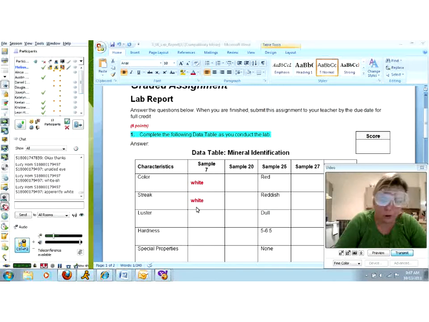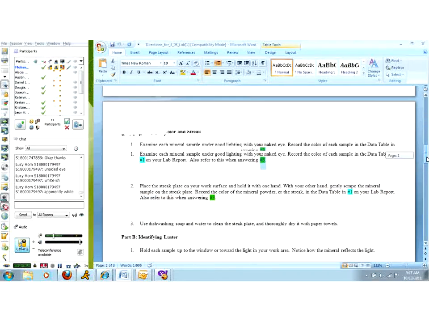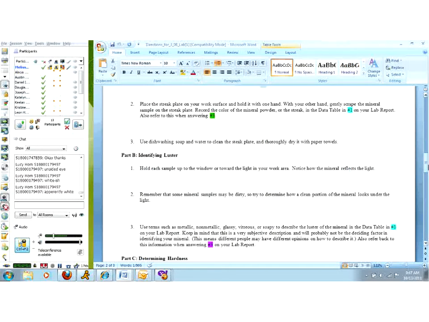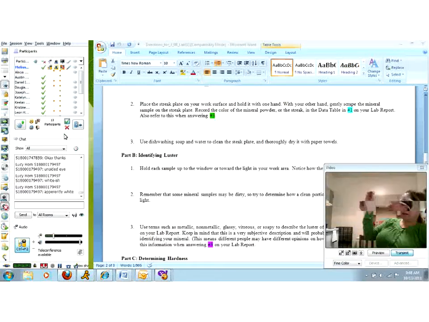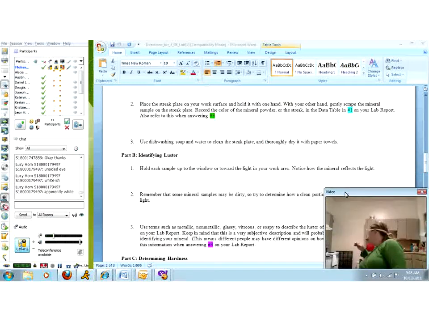Green check. Okay, now we're going back to our directions. We recorded it in our data table. We're going to look at luster. Okay, so I'm going to take my rock or mineral sample, and I'm going to hold it up towards the light in my kitchen, or my sister's kitchen. All right, so this is me holding it up towards the light, and it tells me, notice how the mineral reflects the light. All right, and it is reflecting the light.